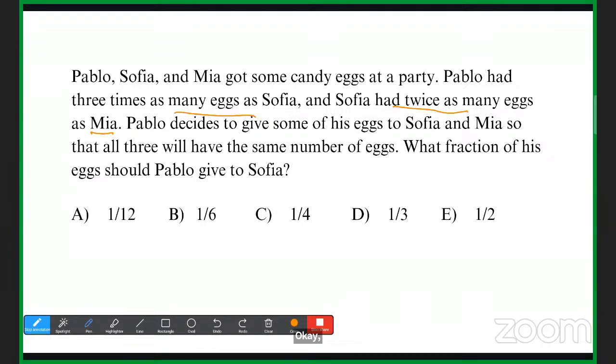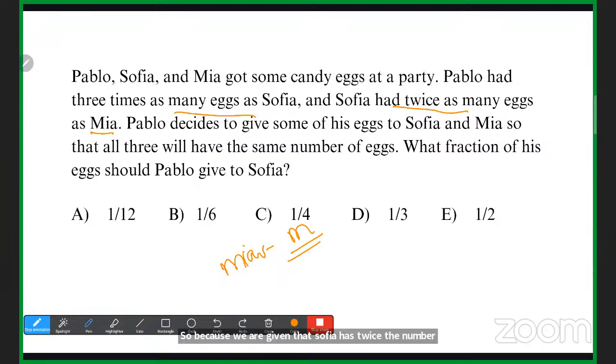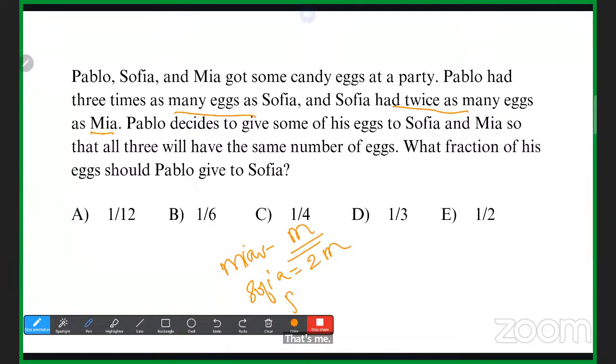Okay. So we assign a variable to the number of eggs Mia has. So Mia has m number. Because we are given that Sophia has twice the number of eggs as Mia, let Mia be m. And for Sophia we get 2m, that is twice the eggs of Mia. And Pablo has 6m.